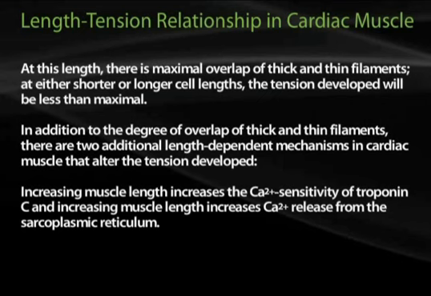In addition to the degree of overlap of thick and thin filaments, there are two additional length-dependent mechanisms in cardiac muscle that alter the tension development. First, increasing muscle length increases the calcium sensitivity of troponin C, and second, increasing muscle length increases calcium release from the sarcoplasmic reticulum.